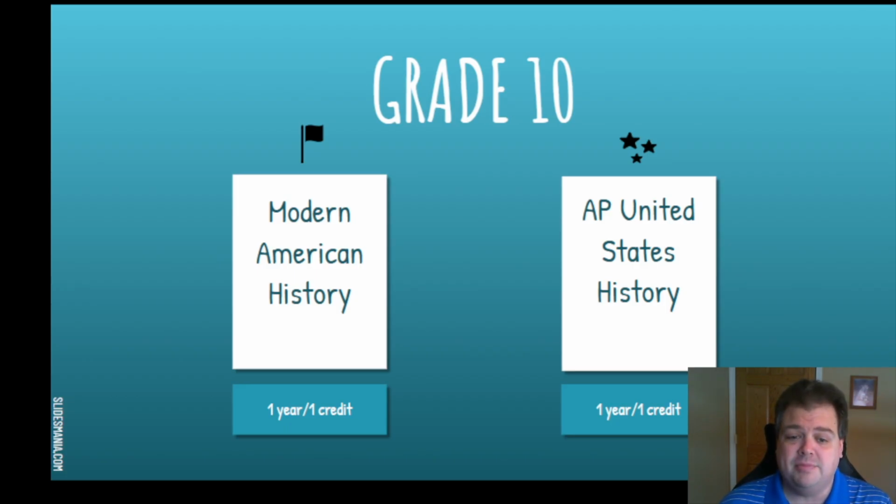AP U.S. History, or APUSH if you will, covers the early years of discovery and settlement of our country through current times. AP U.S. History requires summer work before the course begins and an AP exam in the spring. Recommended prereqs for APUSH, or AP U.S. History, are an A in previous English and history courses.